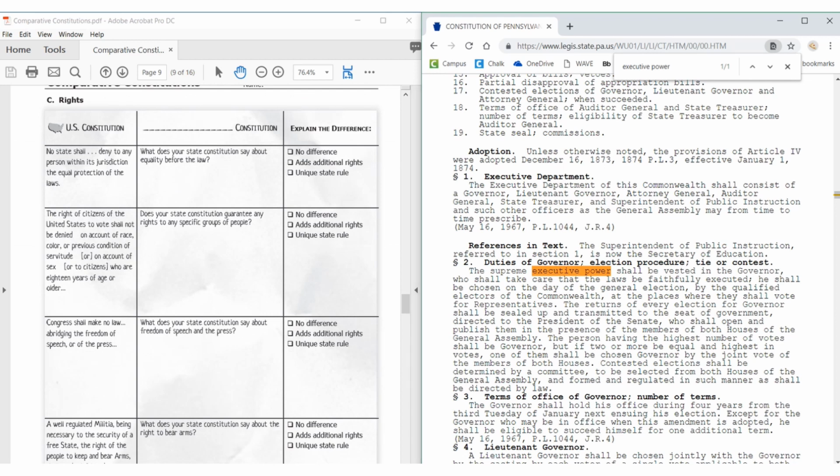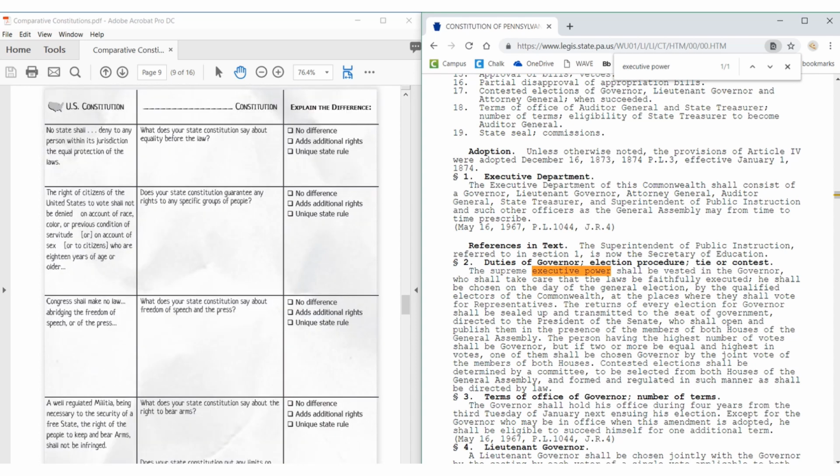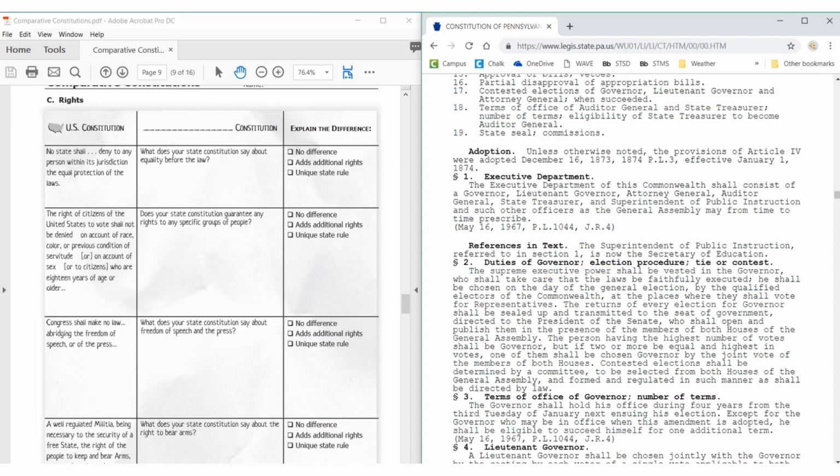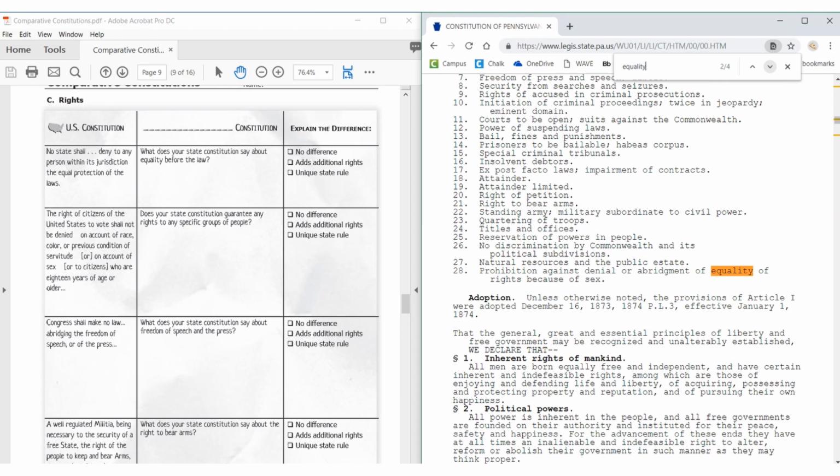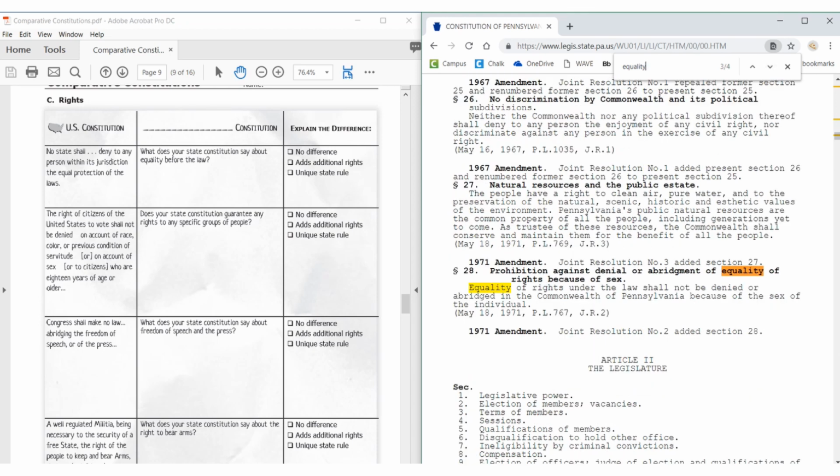So let's start searching a couple of these things. We're going to move on to our rights. So let's see if I have anything about equality before the law. All right, I don't see equality under the law. Let's see where else we see equality. Equality of rights under the law shall not be denied or abridged in the Commonwealth of Pennsylvania because of the sex of the individual. So that is just one place where it is mentioned.